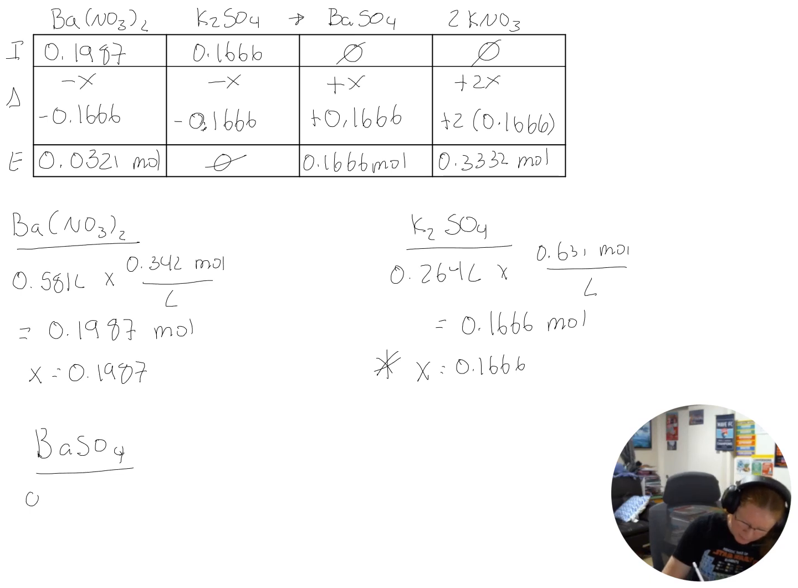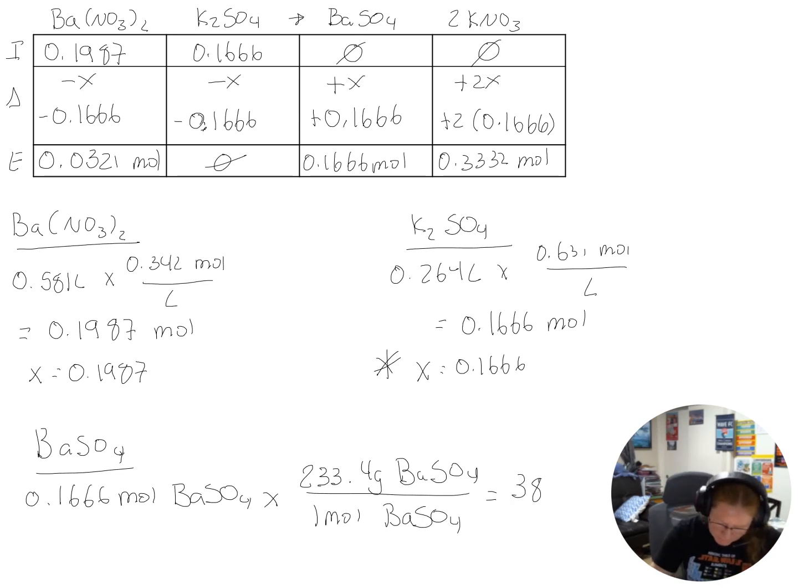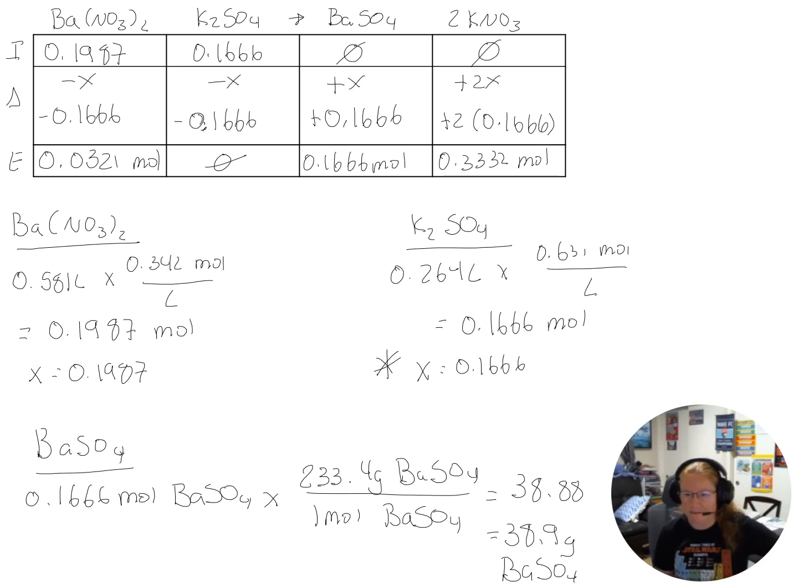All right, so we're going to take our 0.1666 moles, and we have 233.4 grams of barium sulfate in 1 mole. And that's going to give us 38.88. If we go back to our original problem, we have 3 significant figures. So we have 38.9 grams of barium sulfate that are forming.